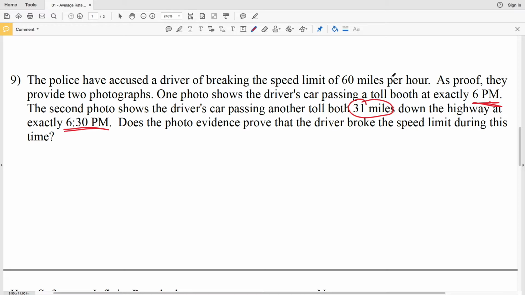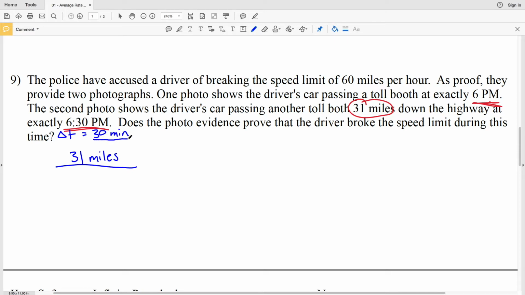So they're saying that he broke the speed limit of 60 miles per hour. So we're going to find the average rate of change, miles over hour, and see if that is indeed greater than 60. So the change in miles from the first photo booth to the second photo booth is given to us as 31. So we have 31 miles in our numerator, and in our denominator is going to be the change in time. So between 6:30 p.m. and 6 p.m., that is a difference of 30 minutes. So delta t, the change in time, is equal to 30 minutes.